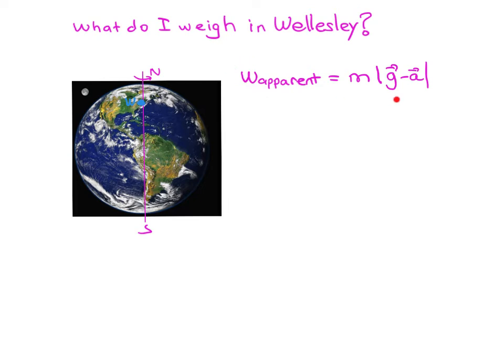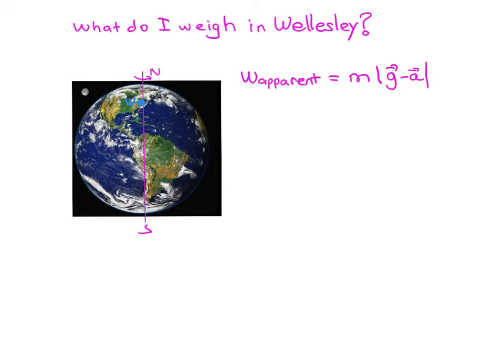And what the arguments that we have given show is that what my scale will measure is my apparent weight, which depends on my mass and the magnitude of this quantity, g minus a, where g is the acceleration that's due to gravity, and a is the acceleration of my reference frame. And because Wellesley is located on the rotating Earth, we're in an accelerating reference frame, and that's going to have some effect on the reading that my bathroom scale measures.